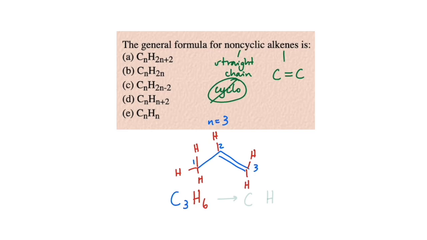So C3H6. And if we need to write this using the n formula, we do CnH, and then we see that if n is equal to 3, and we need something with n in the formula, then we know that 6 is 2 times 3, so it'll be H2n. So our final answer is B.